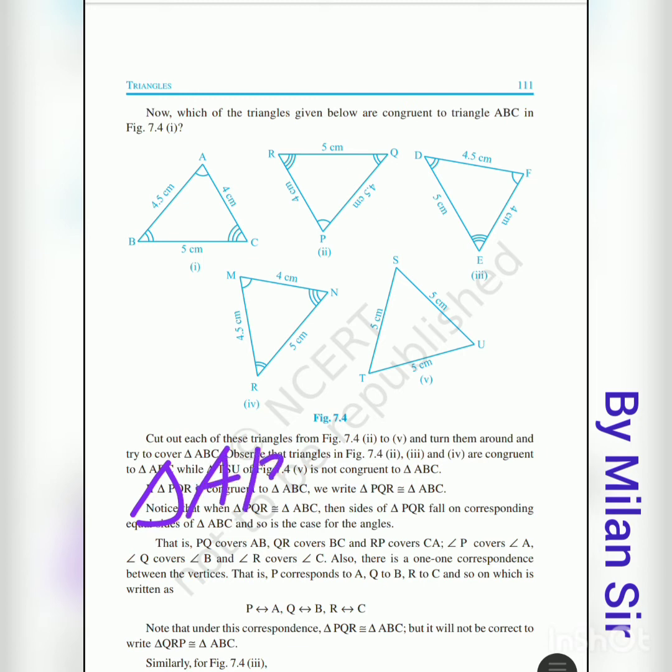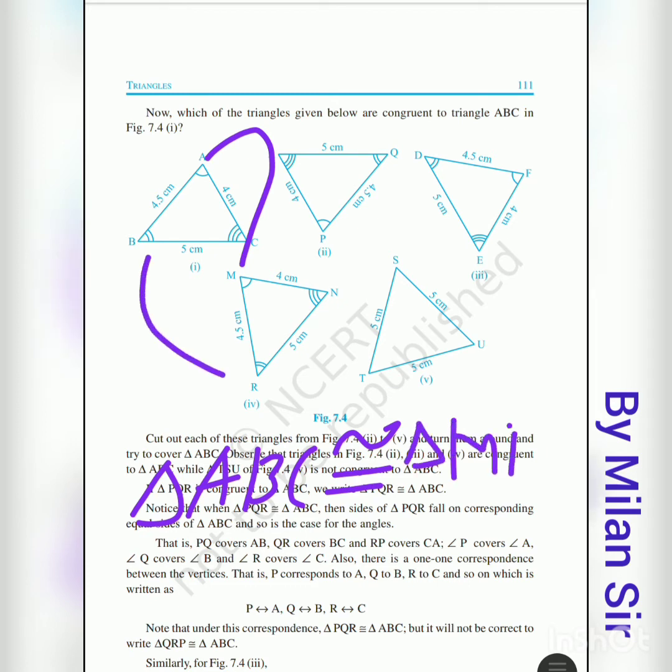Now from here we can write triangle ABC congruent to, now angle A is equal with M, so angle M, B is equal with R, and C is equal with N, so MRN. Triangle ABC congruent to triangle MRN.